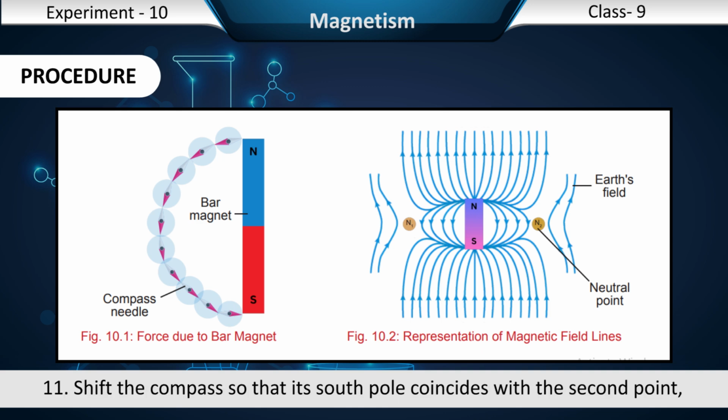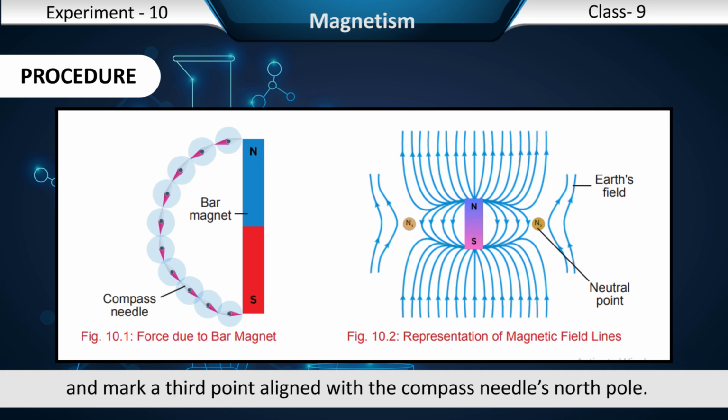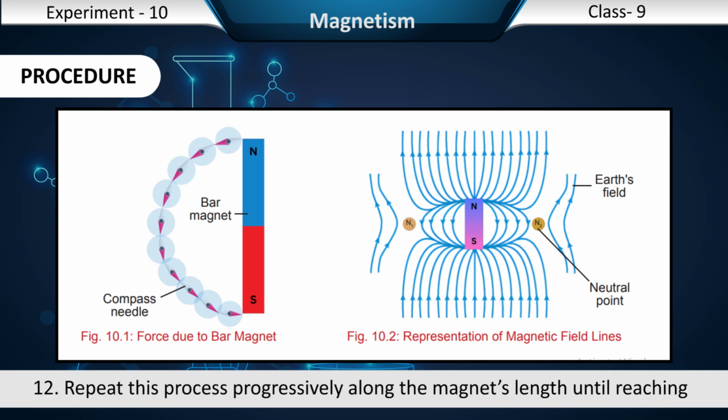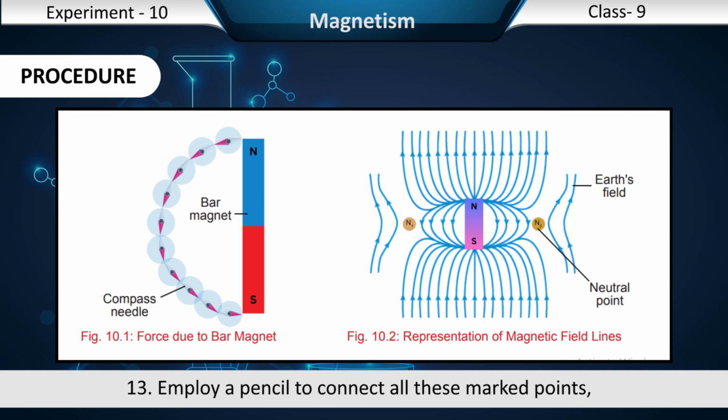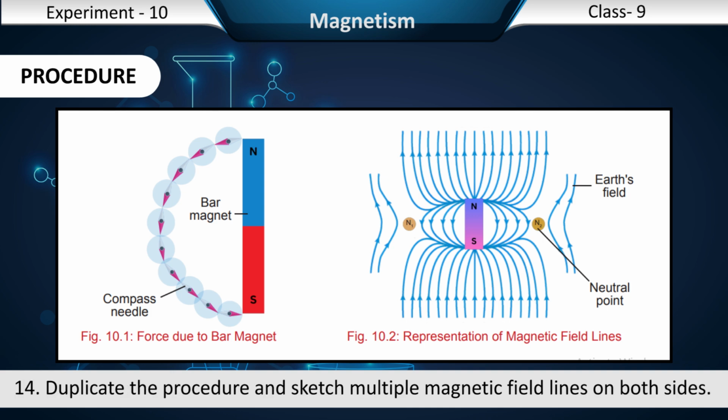11. Shift the compass so that its south pole coincides with the second point, and mark a third point aligned with the compass needle's north pole. 12. Repeat this process progressively along the magnet's length until reaching the opposite end. 13. Employ a pencil to connect all these marked points, generating a smooth curve that outlines the magnetic field line. 14. Duplicate the procedure and sketch multiple magnetic field lines on both sides.